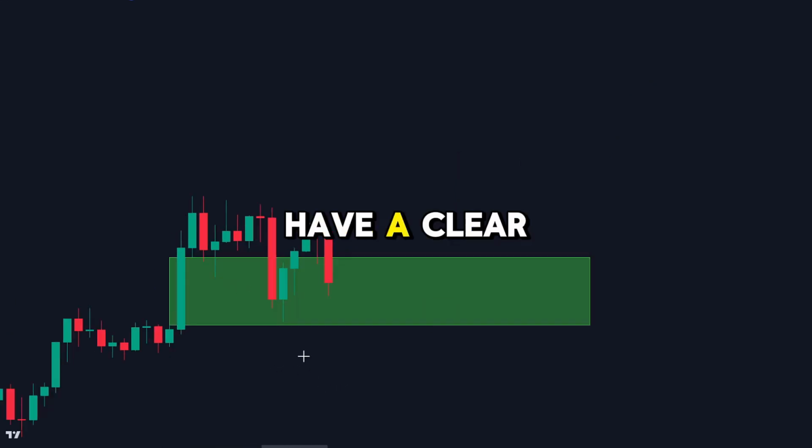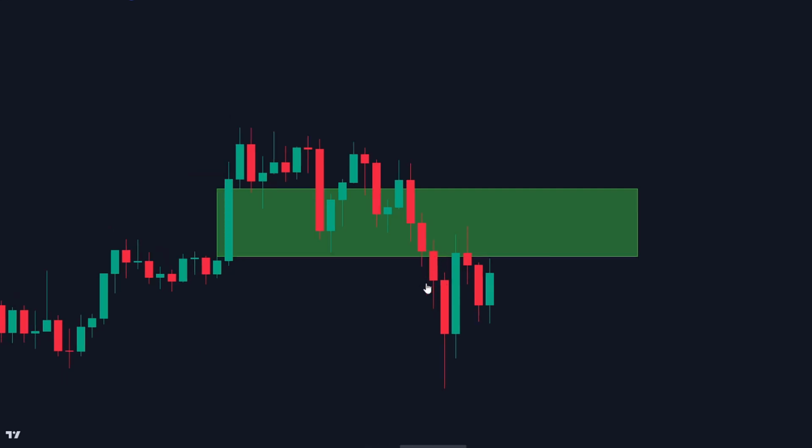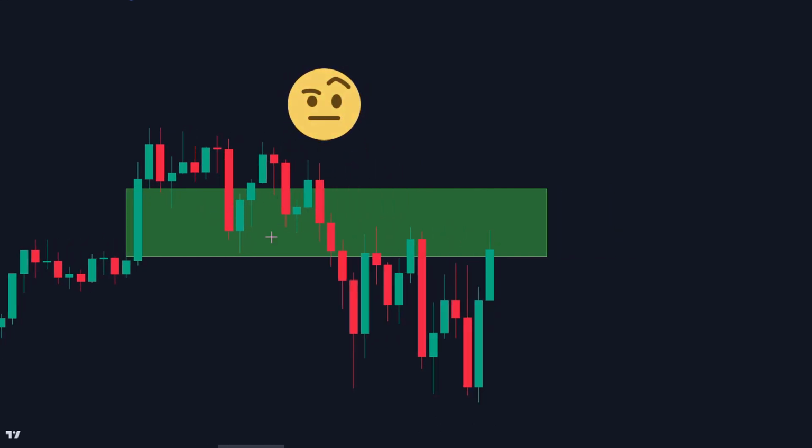So here we have a clear example of a fair value gap that's not valid. And why is it not valid? Because the price is reaching and testing that fair value gap multiple times. And another confluence is the price closing below that fair value gap. Once it closed below, it makes this fair value gap invalid. It was suspicious even here, the price touching it multiple times and failing to go above.